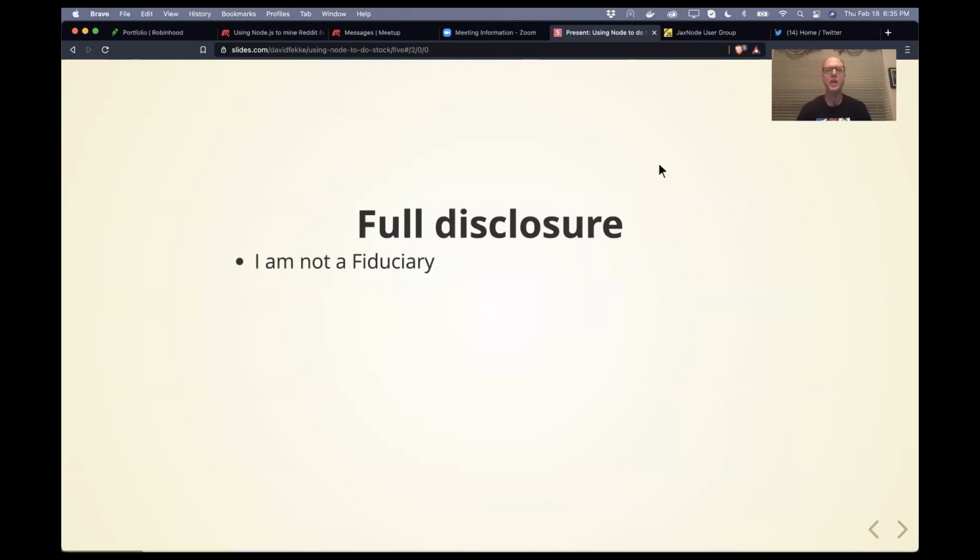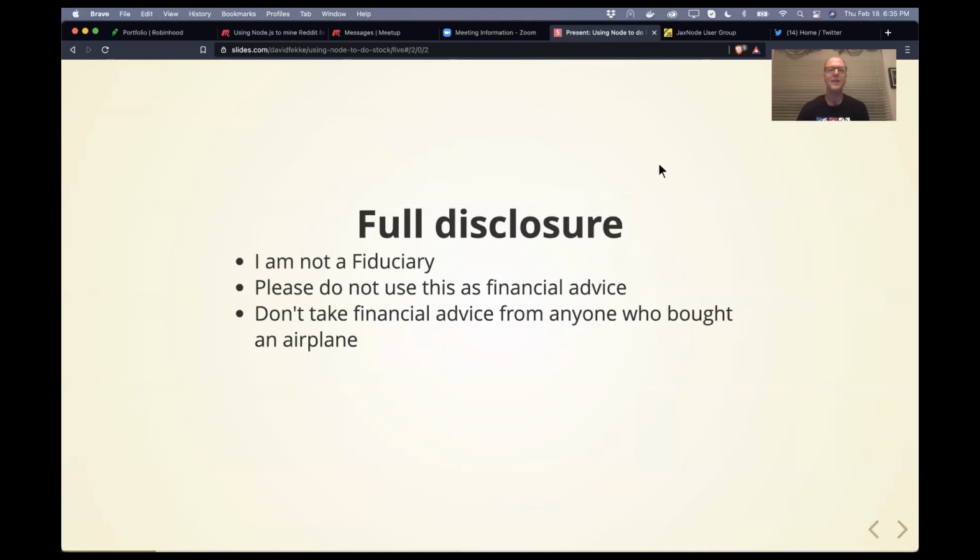Some full disclosure for everybody here. I'm not a fiduciary. Please don't take this as financial advice. Don't take financial advice from anybody that bought an airplane. I bought an airplane, so it's not considered a good investment.